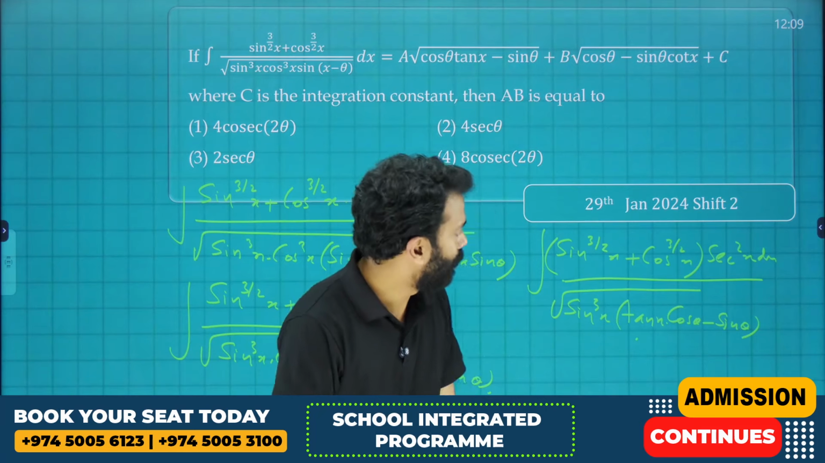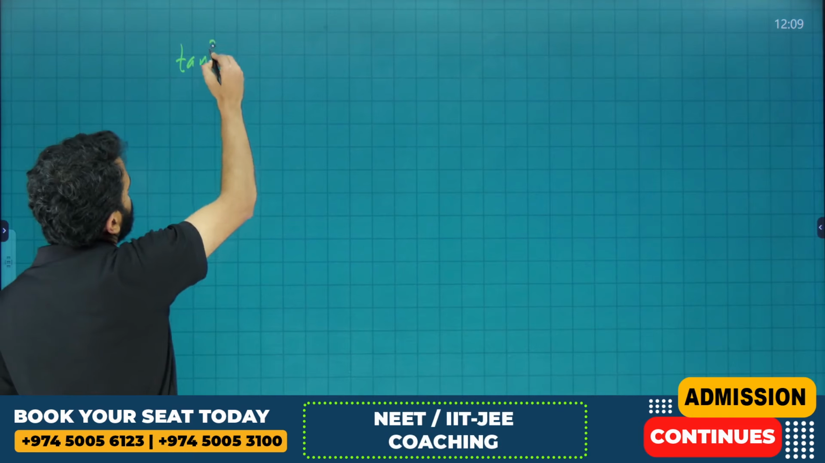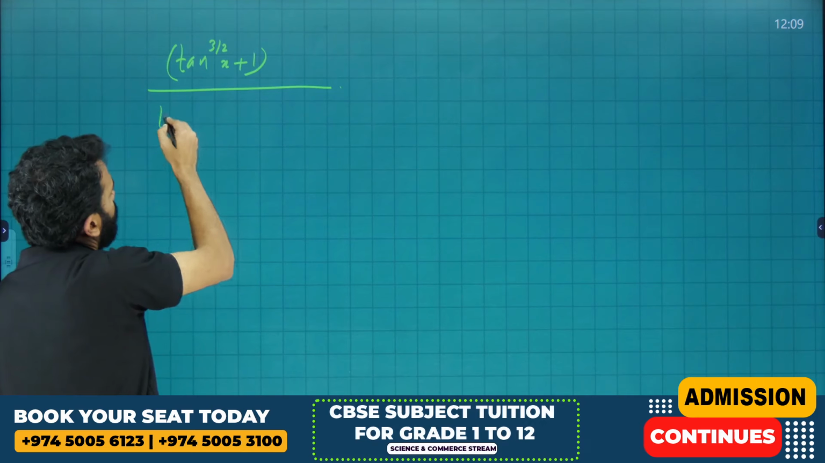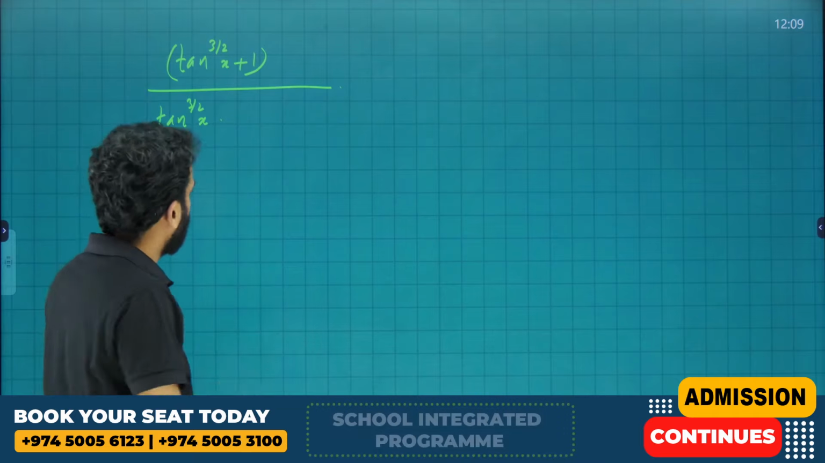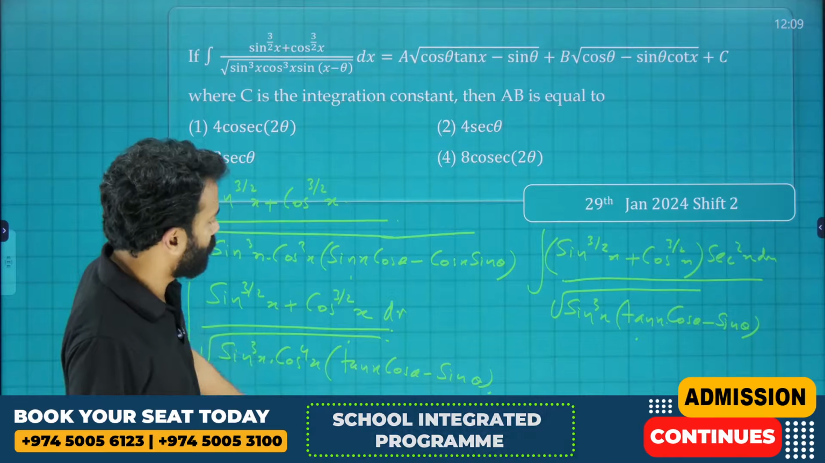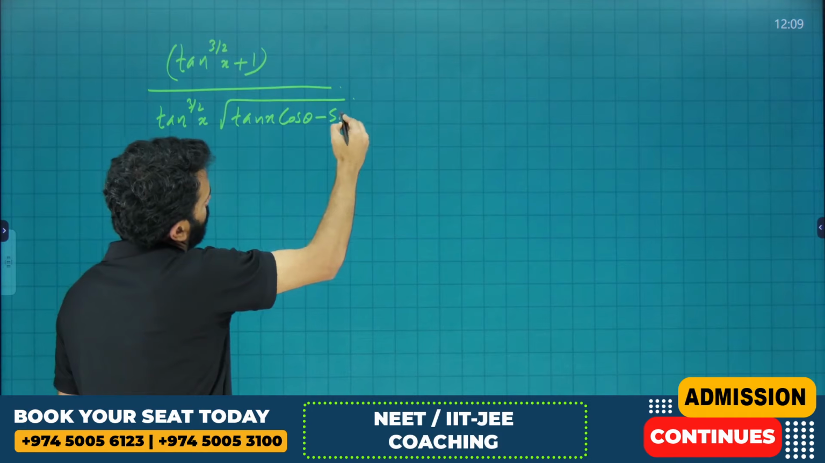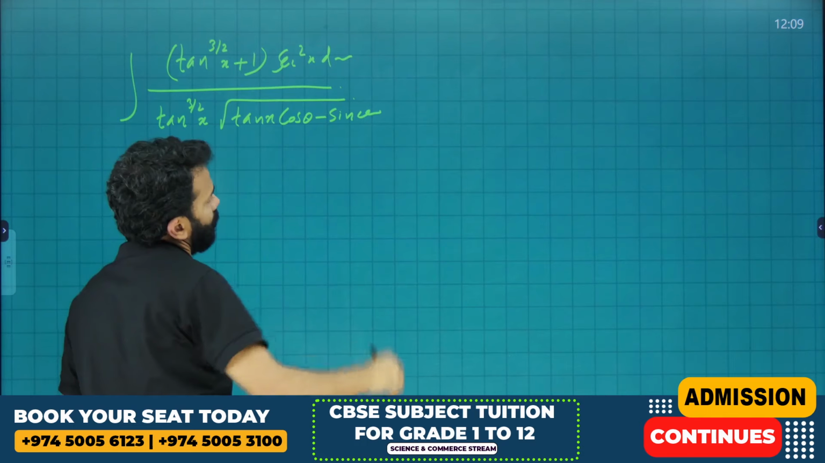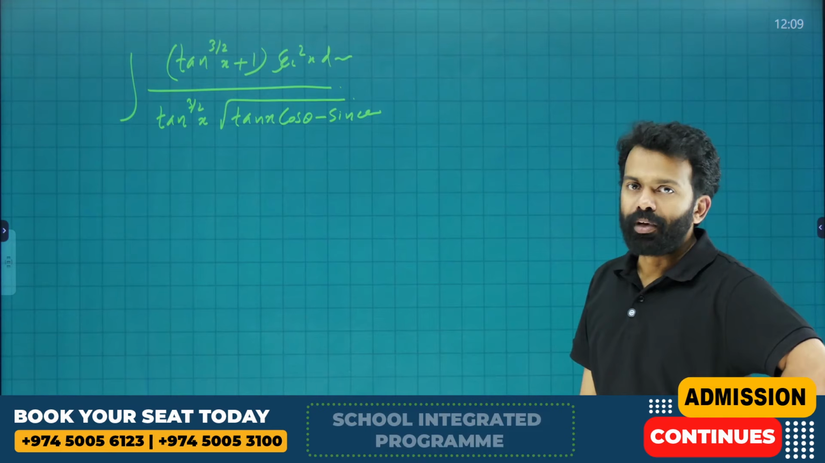Okay, let's do that. It will be tan raised to 3 by 2x plus 1, divided by tan raised to 3 by 2x, into square root of tan x cos theta minus sin theta, that is tan x cos theta minus sin theta, into sec square x dx. Okay, slightly done the formulation. Now we need to formulate it further.